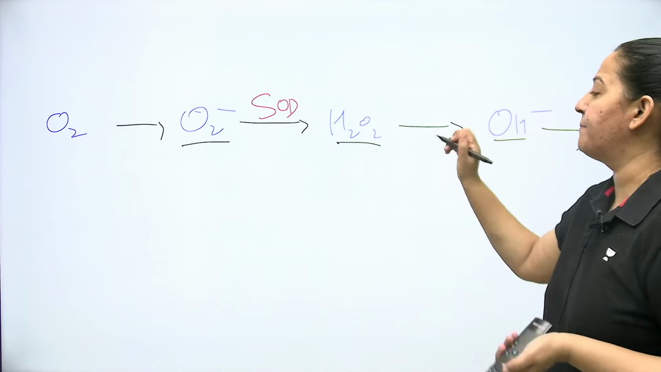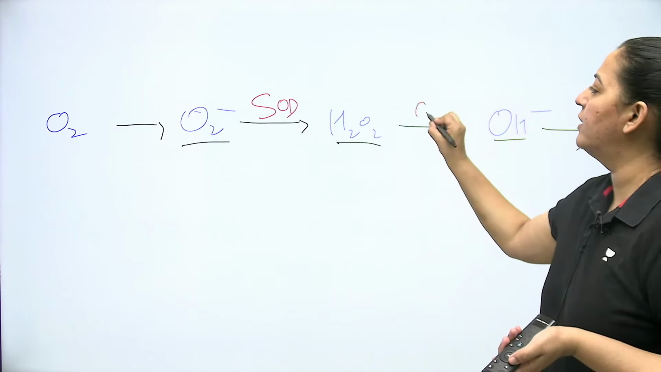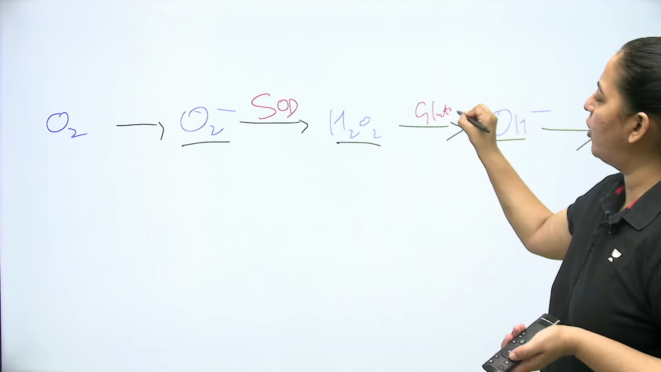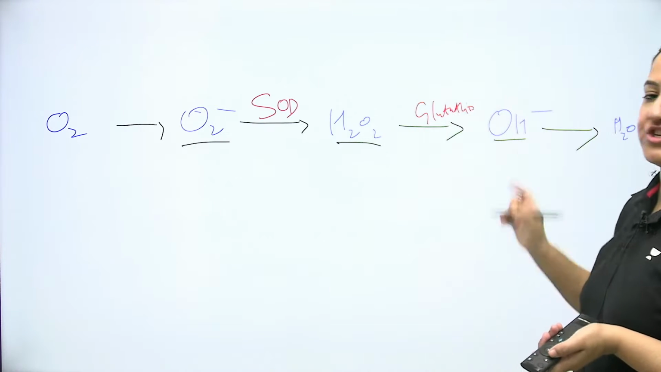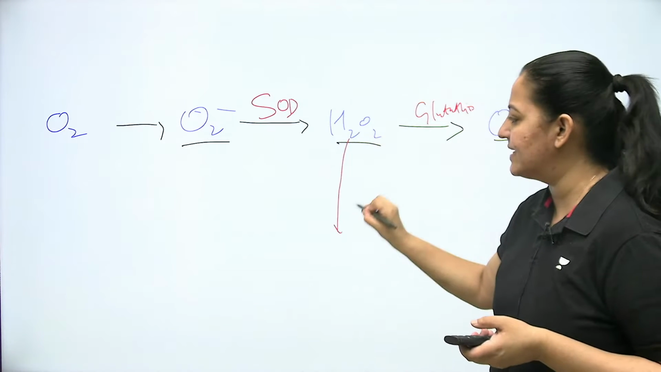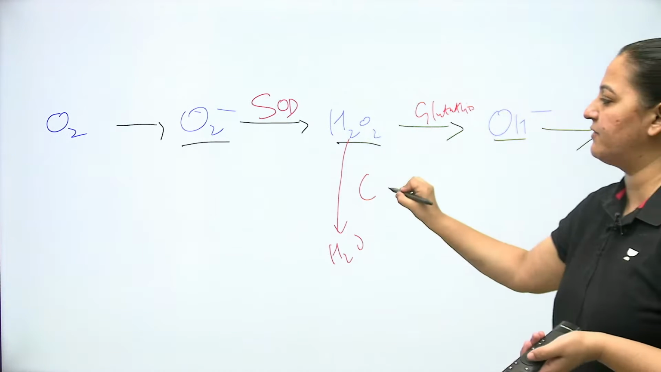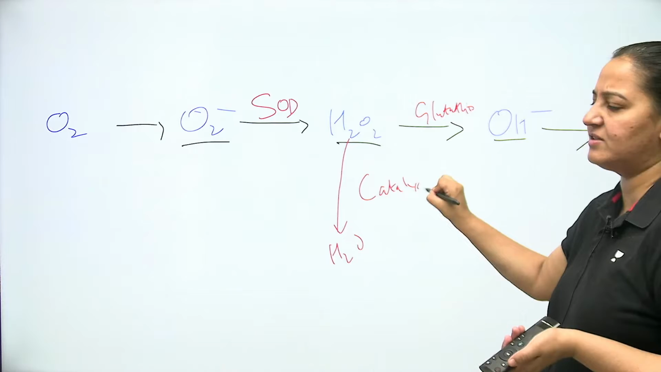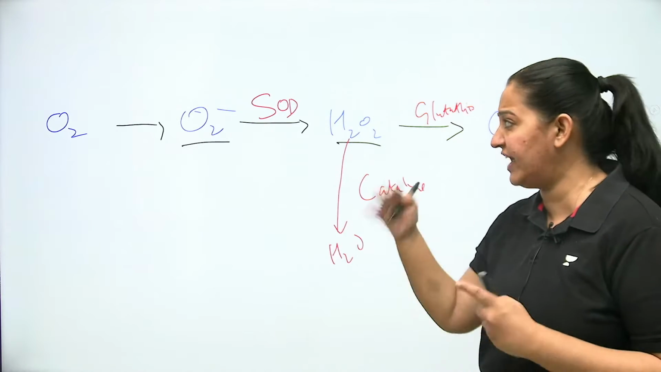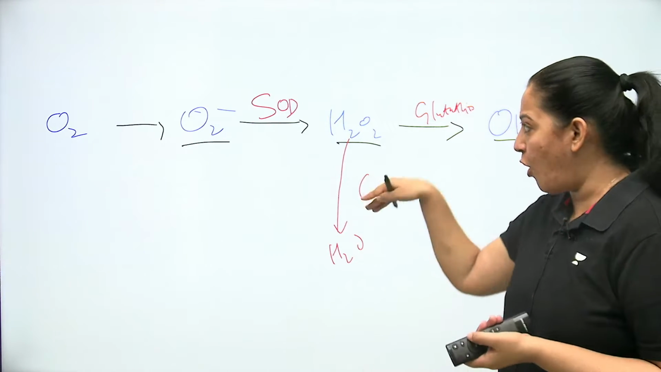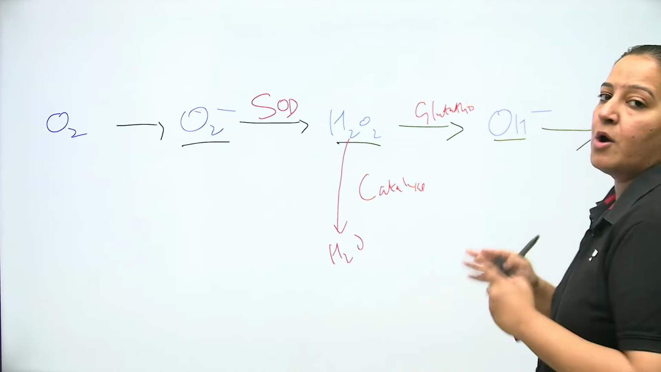The second enzyme, glutathione peroxidase, converts H2O2 to OH negative. And the third enzyme, catalase, converts H2O2 directly to water. So these are the 3 enzymes present in front of you. In simplicity, you can learn like this and write the function of each enzyme in your exam. So basically, all these enzymes are for the removal of the free radicals.